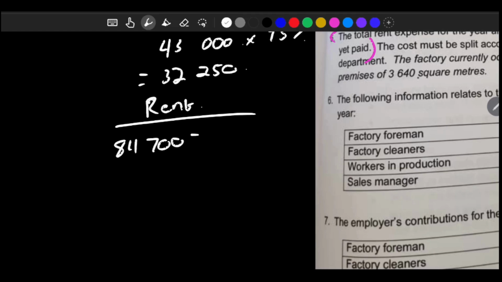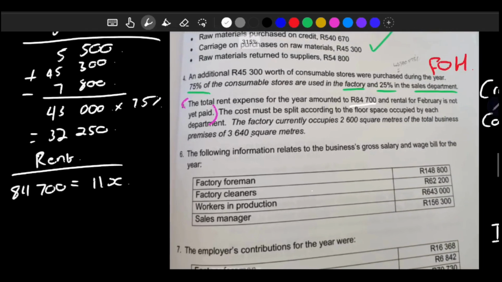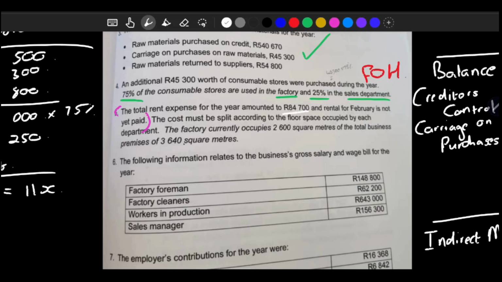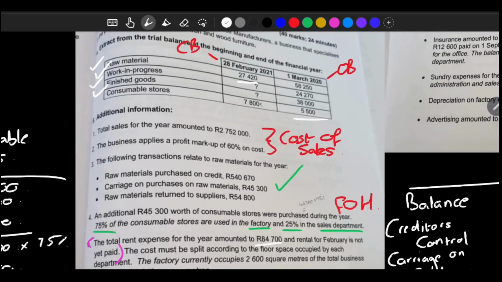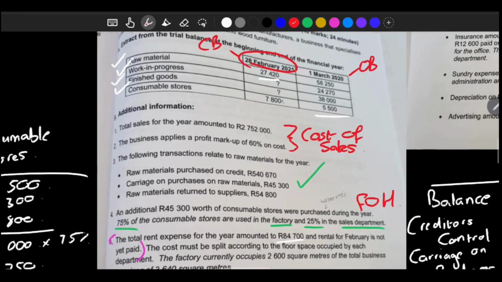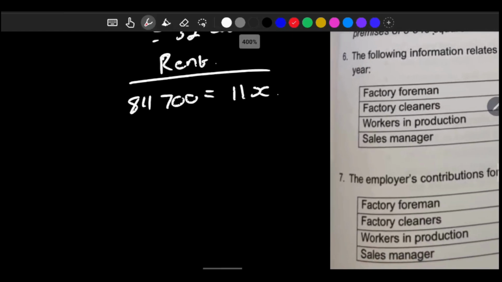Remember, we must always account for 12 months, just like what we would do in the income statement. So this is for 11 months, right? Just to make sure that we're on the right track, rental for February is not yet paid. Does February fall in our current financial year? Yes, it does. It is our final month of the financial year. So we're going to say 84,700 equals 11 months.